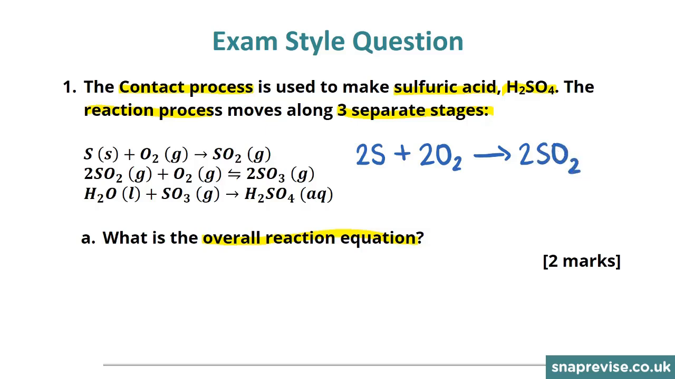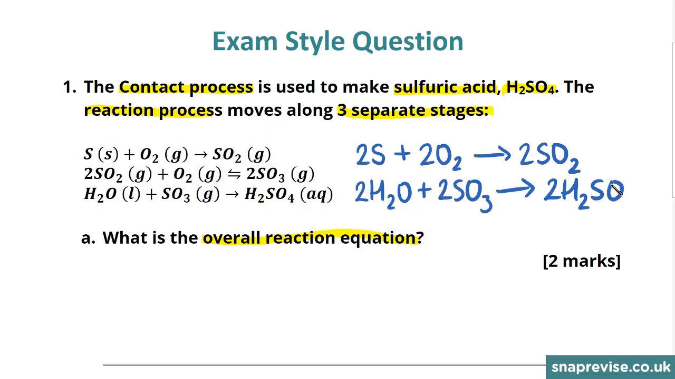Similarly, the second step produces two molecules of sulfur trioxide. But in the third step, we're currently only reacting one of them in order to produce sulfuric acid. We therefore also need to multiply this equation by 2. And this will ensure that our overall reaction equation is going to be correctly balanced.